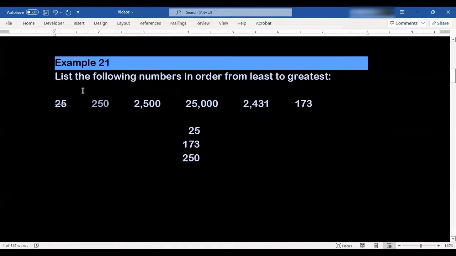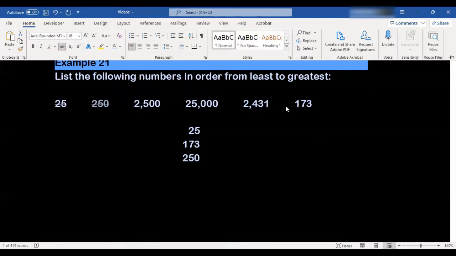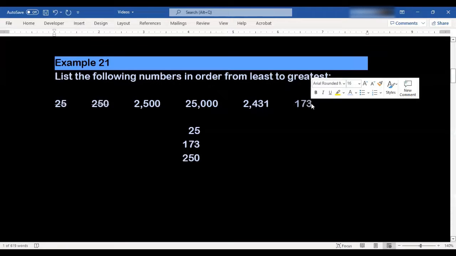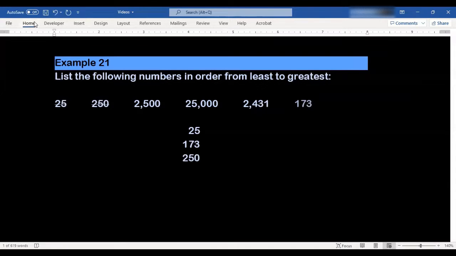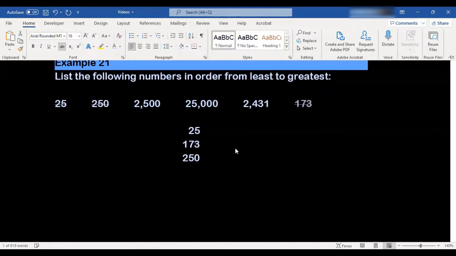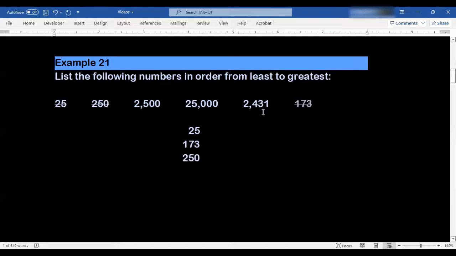I'm going to go ahead and cross this one out because we used it. And then let me cross this one out as well. There we go. Kind of moving our way to the middle here. The rest of these numbers are pretty large. This one is 2,000 something. Then we have 25,000 something. And then we have 2,000 something again.